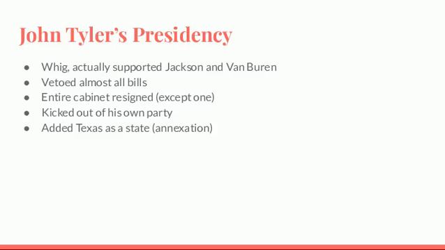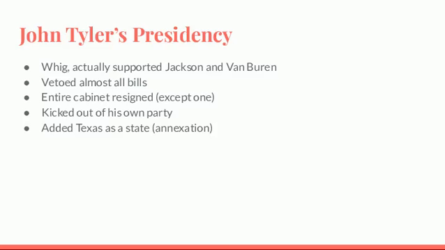So make sure you highlight that first one. He was a Whig, but actually supported the Democrats. And because of this, he vetoed almost 95% of all the bills. Basically, nothing gets passed at this time. This caused his entire cabinet to resign, and he was kicked out of his own party. So everybody rejects him as a president.